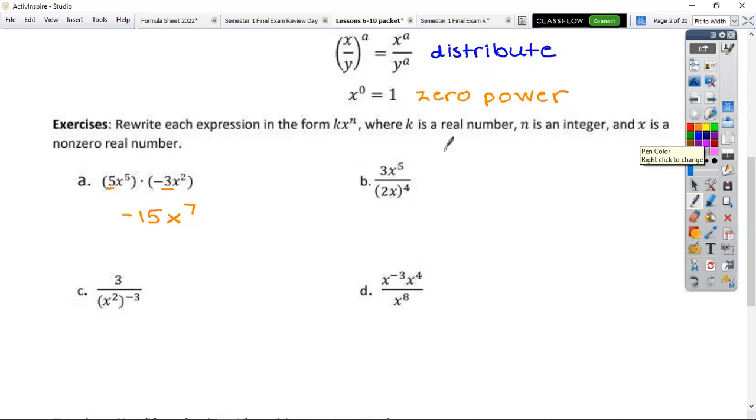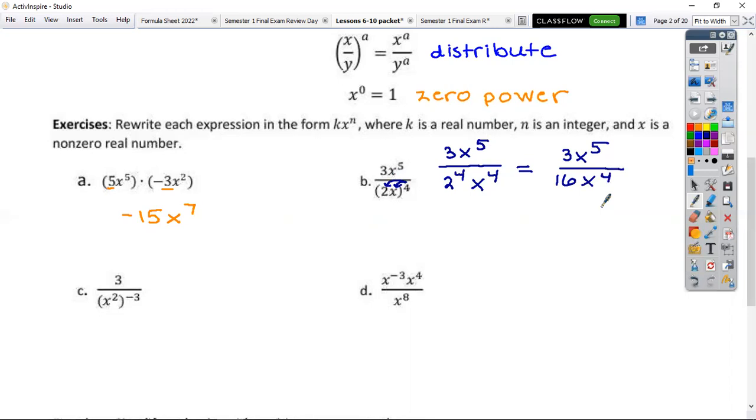So this one I want you to rewrite. So we're going to go 3x raised to the 5th power, and you're going to divide this. You're going to take your 4 and you're going to distribute it to the 2 and to the x. So this becomes 2 raised to the 4th power and x raised to the 4th power. Then you pick up your calculator and you type in 2 raised to the 4th. Or maybe you guys know that one. I guess you won't do a ton with it. So 16, and then this is x to the 4th.